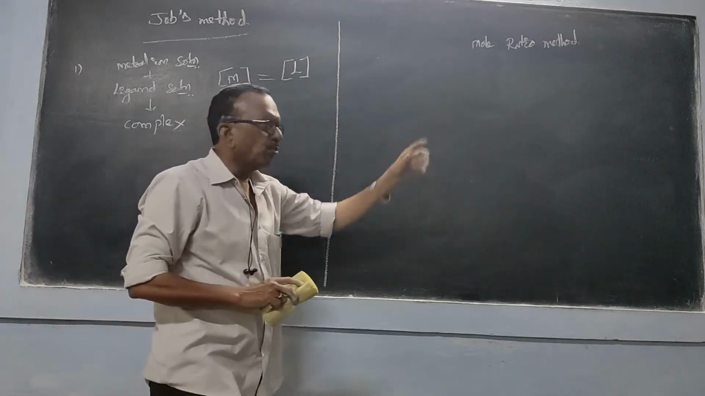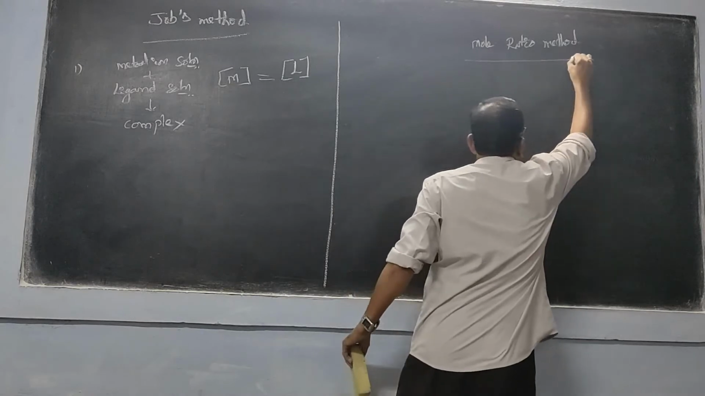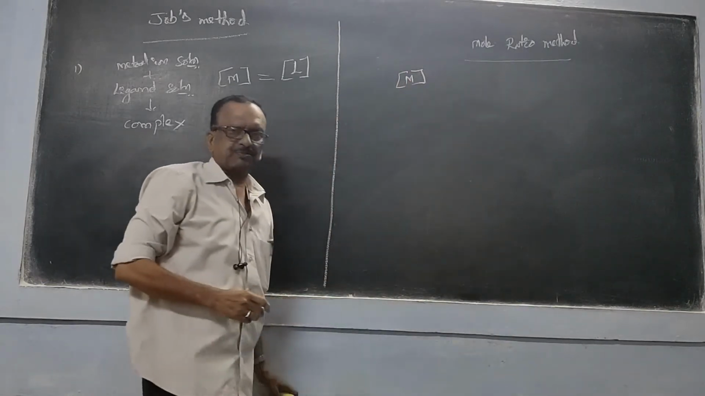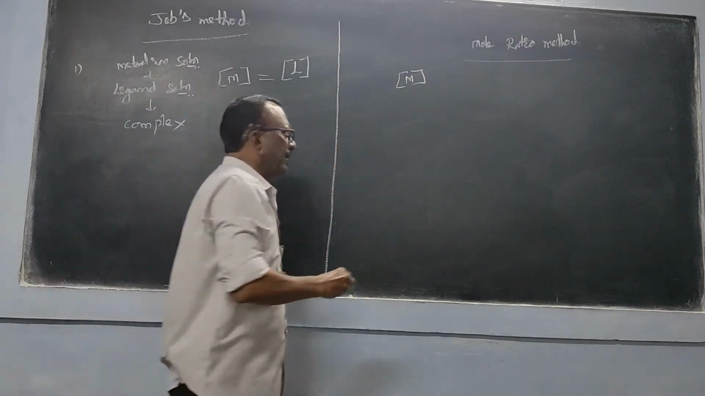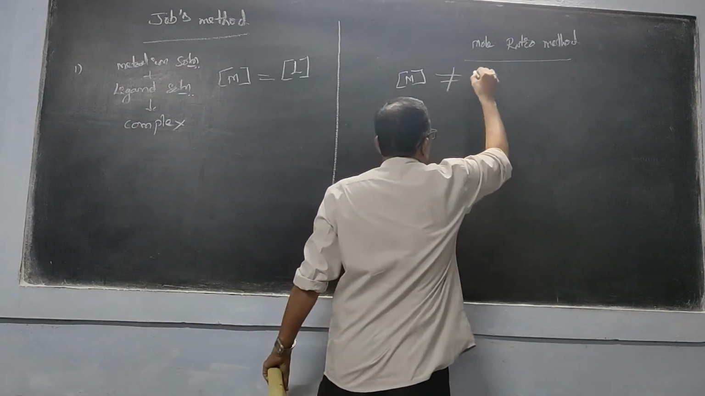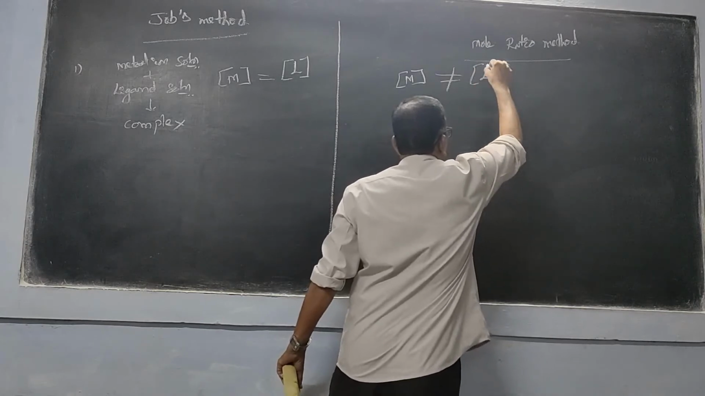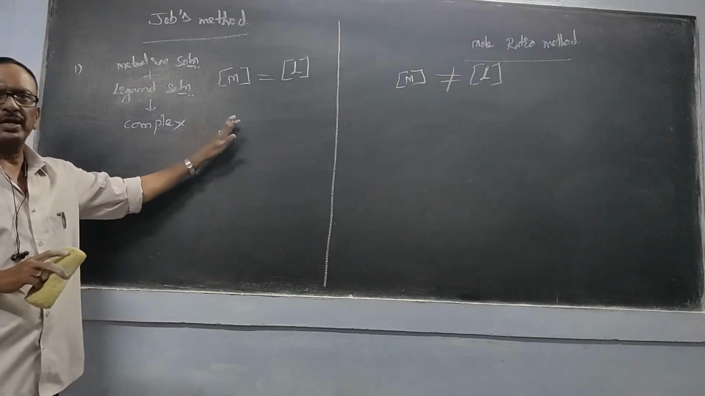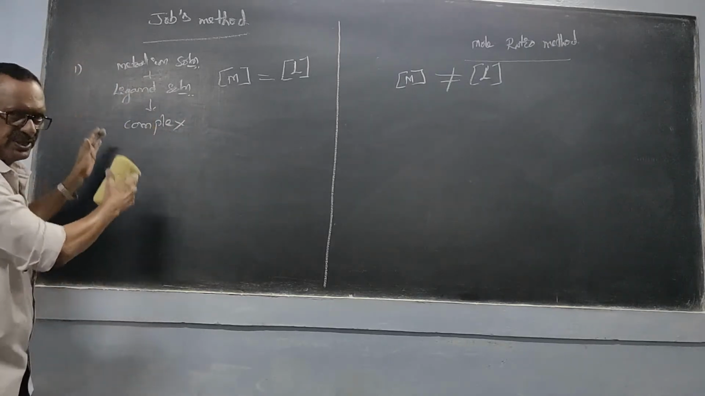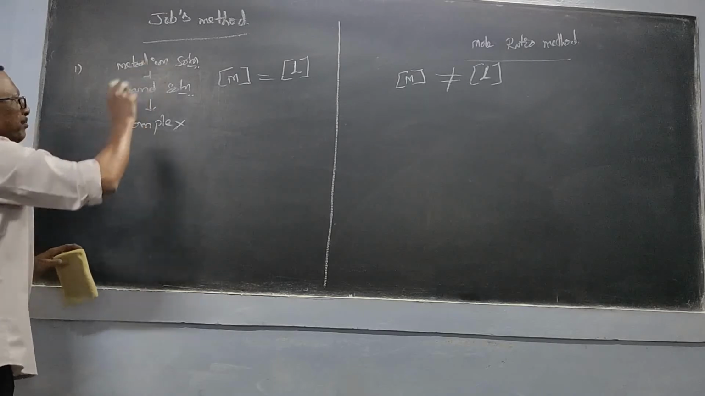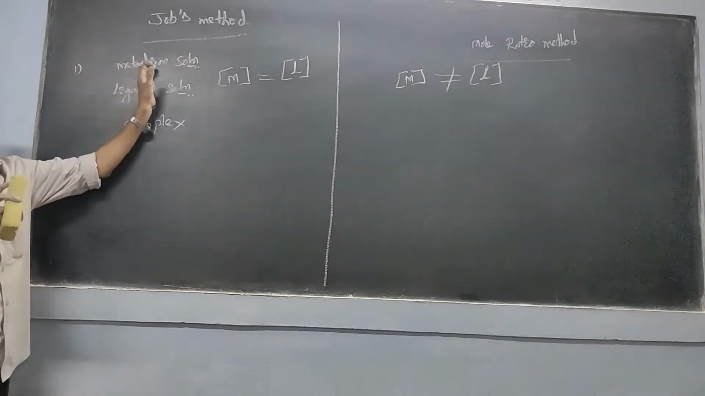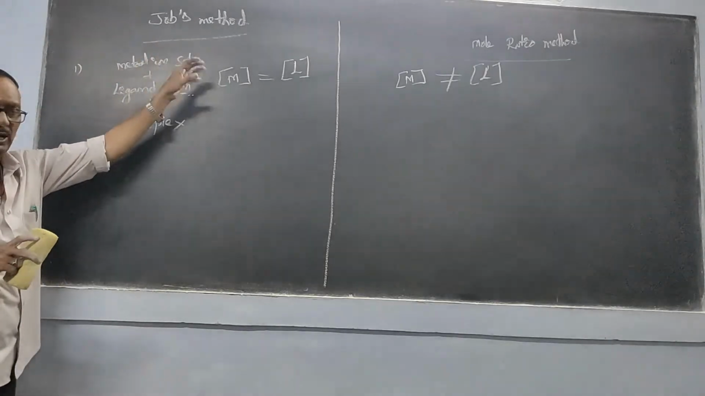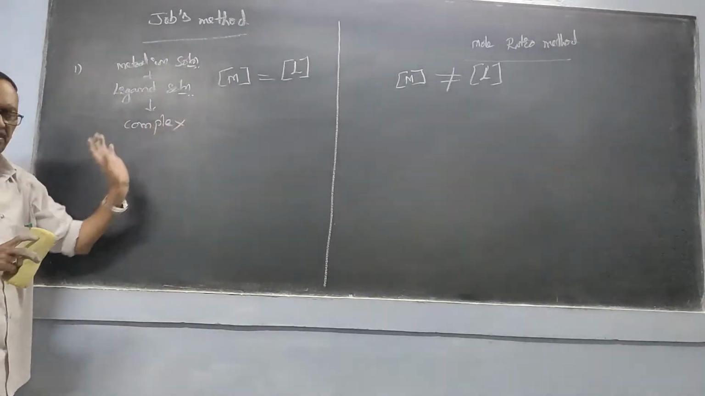Now I am coming to the mole ratio method. Here in this case, the concentration of the metal ion solution is not equal to the concentration of the ligand solution. That is the main difference. Okay, so now I am proceeding with this one. We have prepared two standard solutions by using the standard flask. So the metal ion solution we have prepared and the ligand solution we have prepared.